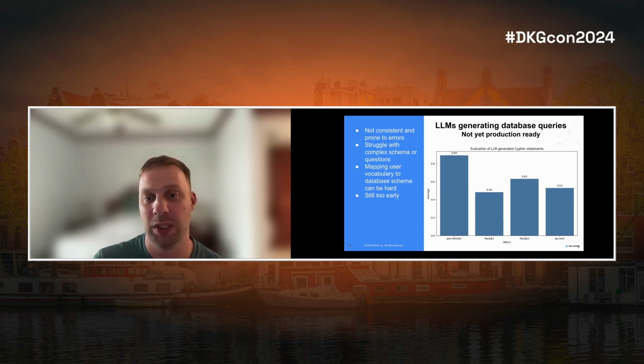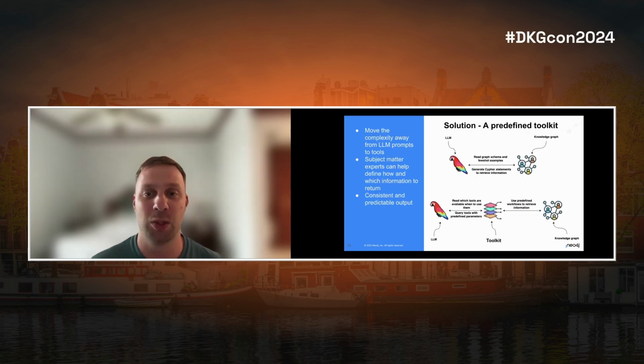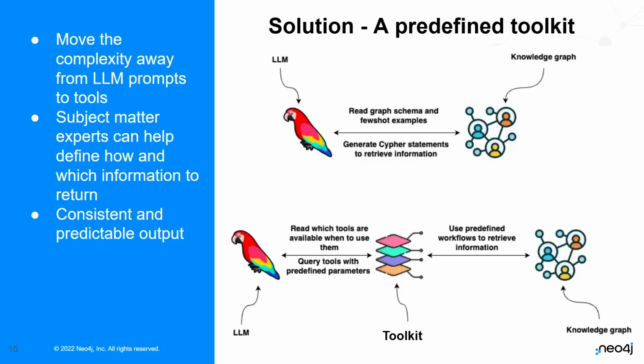So what's the solution if you can't have text to SQL or text to Cypher? Well, the solution is to define a predefined toolkit. So instead of directly generating database queries and fetching information using those queries, you introduce an intermediate toolkit. Remember, before I told you that LLMs now have tools that they can use. So basically you define a couple of tools based on the business logic required so that the LLM can use those tools to interact with the database.